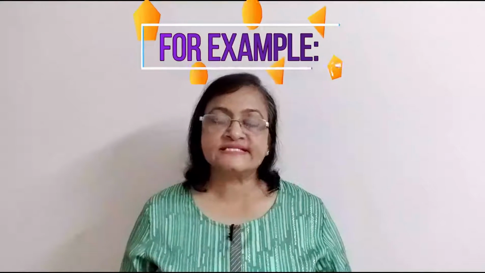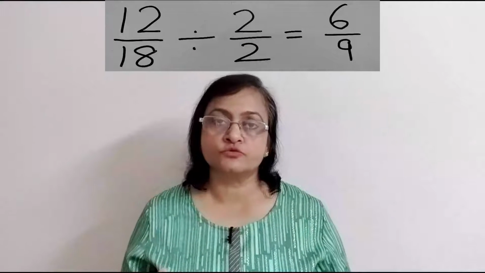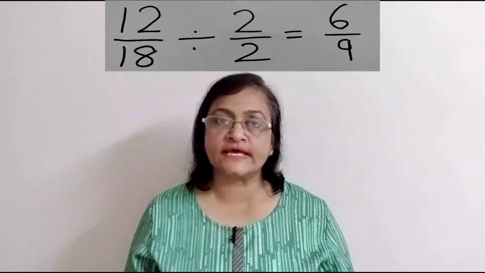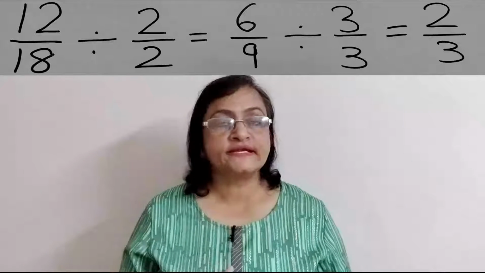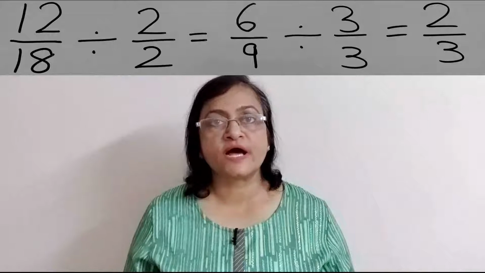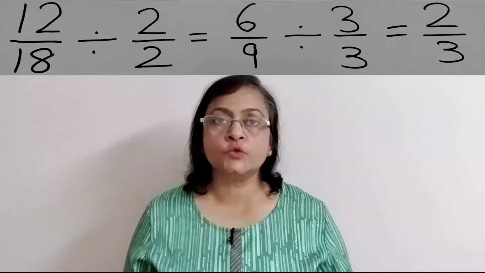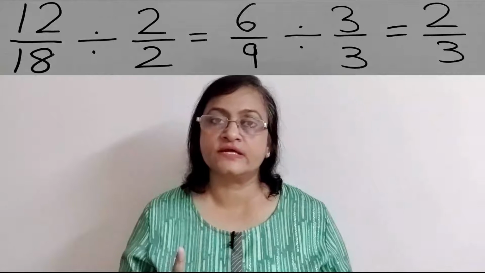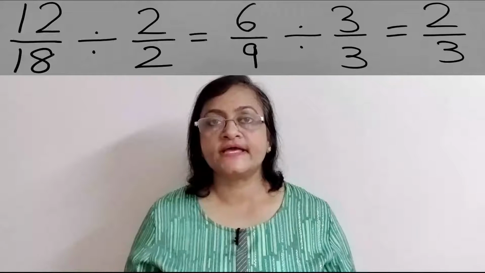For example, let's take 12 by 18. 12 by 18 will be divided by 2 upon 2. 12 को भी हम 2 से divide करेंगे और 18 को भी 2 से divide करेंगे and in result we will get 6 by 9. Now 6 by 9 will be divided by 3 because 9 is odd number and it cannot be divided by 2, so we will divide it by 3. So 6 by 9 divided by 3 by 3 will be equal to 2 by 3. And because 2 and 3 cannot be divided by any common factor, so 2 by 3 is the lowest term of the fraction 12 by 18.